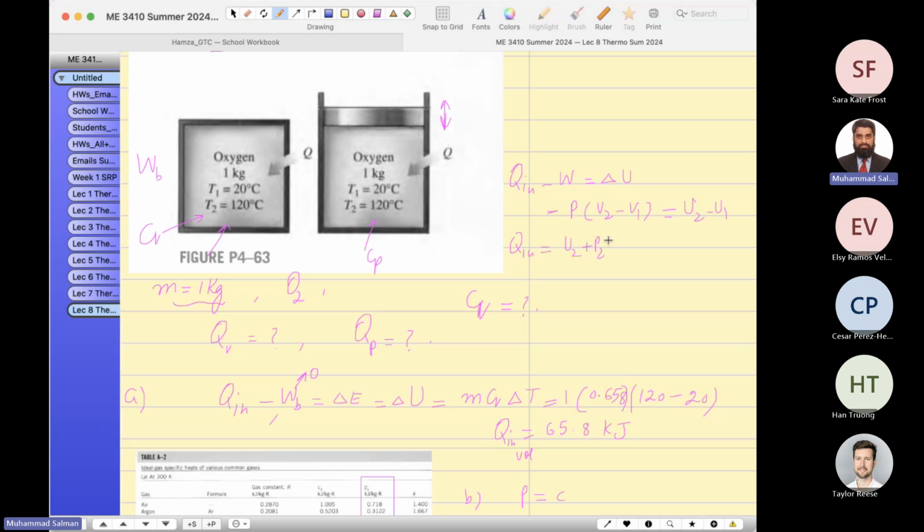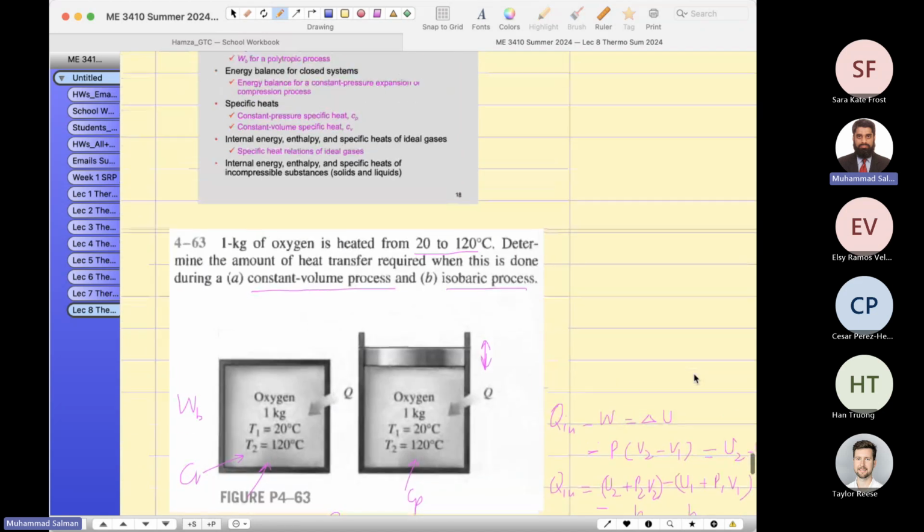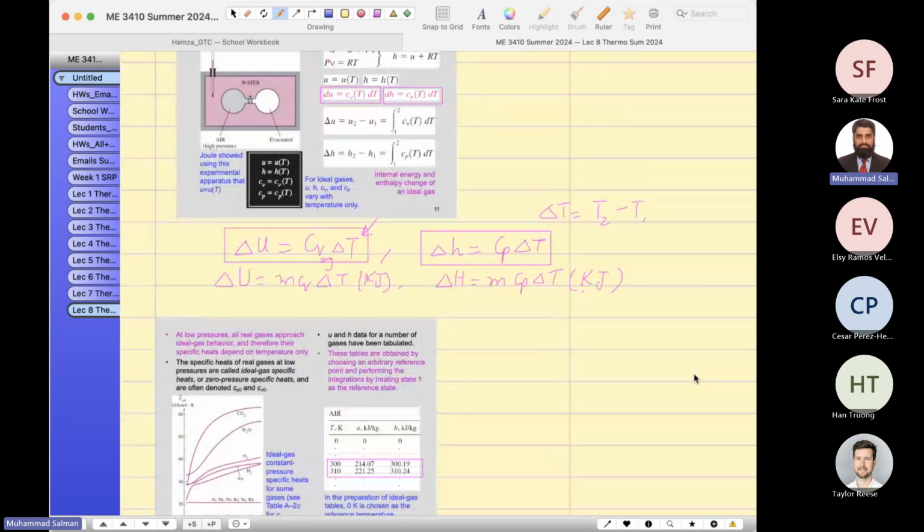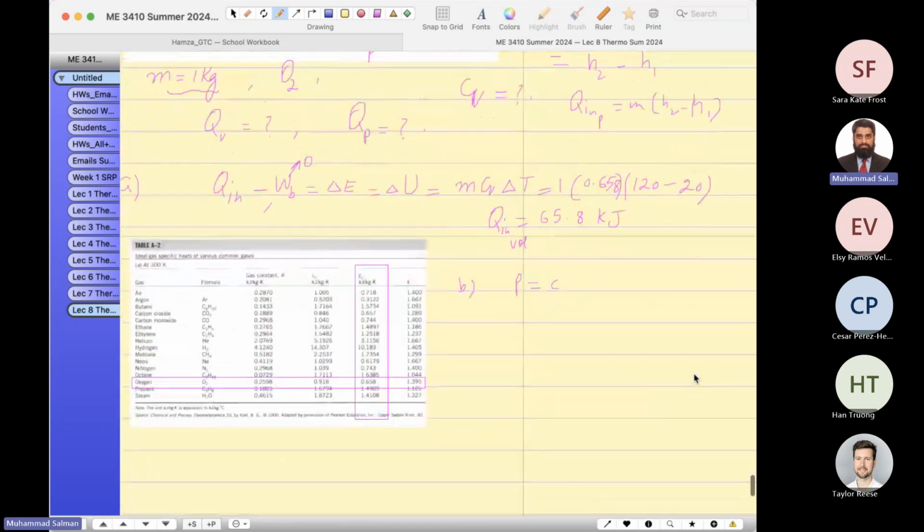U2 plus P2 V2, if you bring this to the other side, minus U1 plus P1 V1. So what is this? This is H2, this is H1. And if you multiply Q in at a constant pressure by M, you get this answer. So what is that equal to? I already mentioned that for change in enthalpy, this is Cp delta T. So let's write it down. Change in enthalpy, Q in at a constant pressure, is equal to M Cp delta T.